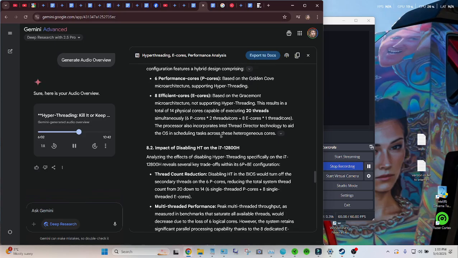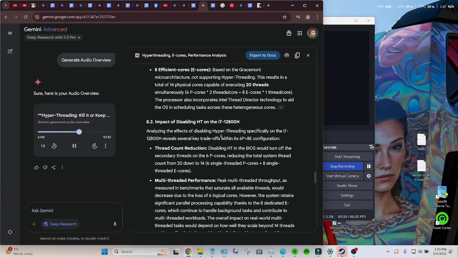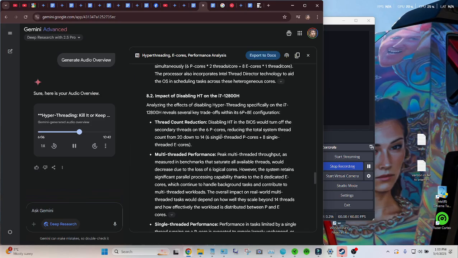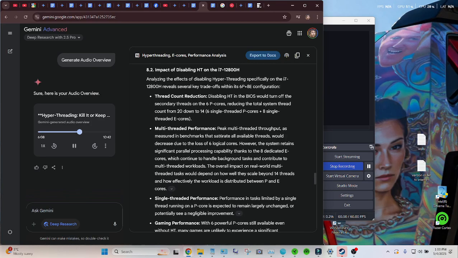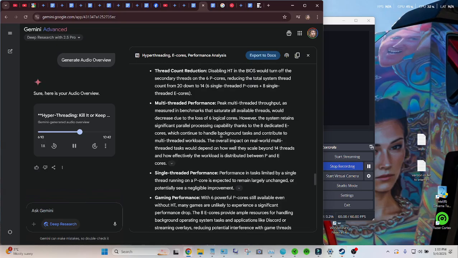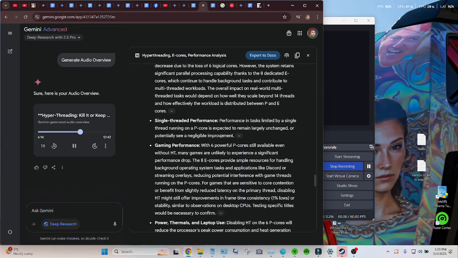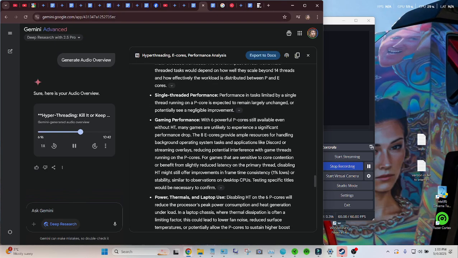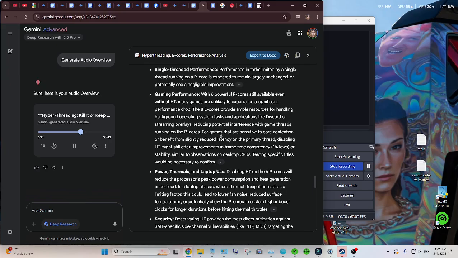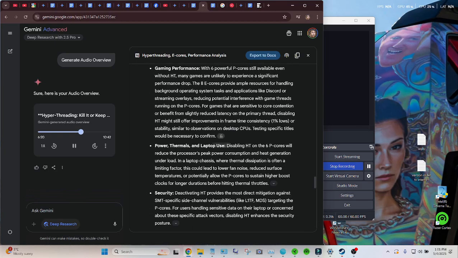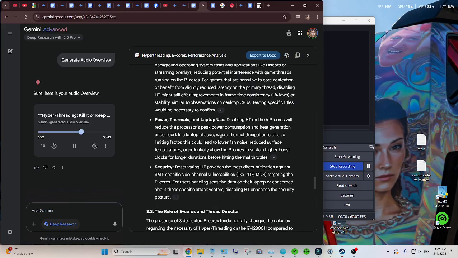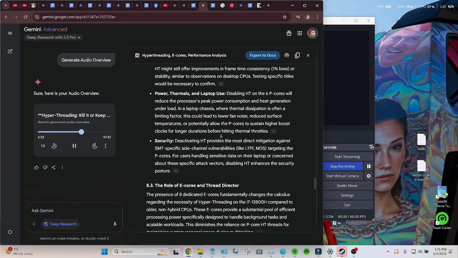That connects to power and thermals directly. Absolutely. Disabling HT consistently reduces power draw and heat output under heavy load. We're talking potentially significant drops, like 50 watts reported on an i9. Wow. And lower temps mean more thermal headroom, which can translate to higher, more stable overclocks on the P-cores, maybe an extra couple hundred megahertz. And it's really important in thermally limited systems, like laptops.